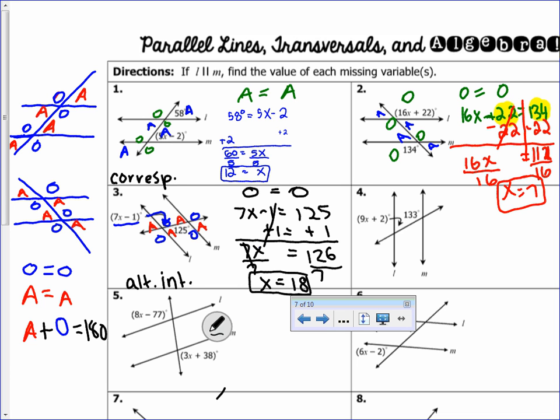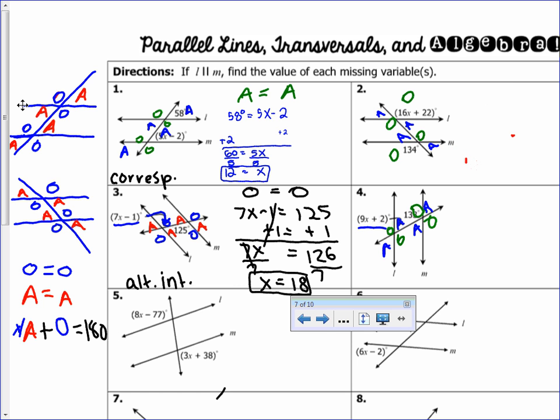Now, the last one I'm going to do, labeling the same way, labeling all my A's, all my O's, all my acute angles, and then all my obtuse angles. Okay, so acute is 9x plus 2, acute, acute, acute. Now, my O's, here's my O. 133 is an O. O, O. So now, I have an A and an O. That means I'm going to use this equation. So I'm going to erase this right here.